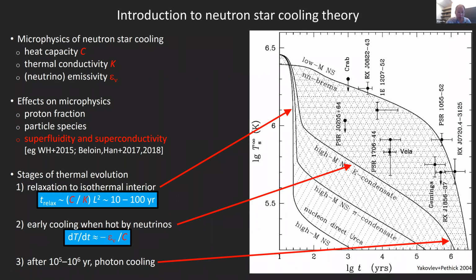The complication, of course, is that these 3 parameters depend on lots of unknowns or uncertain physics. For example, the proton fraction. What type of particles are there? Is it just neutrons, protons, electrons, and a smattering of muons, or are there other particles present: condensates, hyperons, free quarks, and so forth? And also, what I'll be concentrating on is superfluidity and superconductivity. Things like these feed into the heat capacity of the neutron star, the thermal conductivity, and the emissivity.